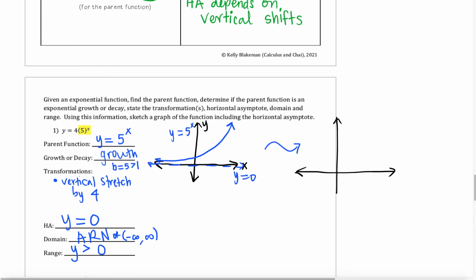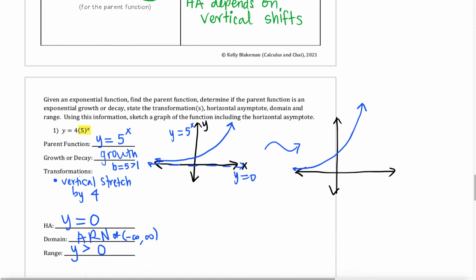The only transformation was to stretch this graph vertically by 4. So what that's doing is it's stretching all the y components like a slinky, and it's multiplying each one of those y components by 4. So way down here on the left-hand side, it's still getting really, really close to this, but over time, it's just growing faster. So I can notice that I'm crossing the x-axis now at a much higher point.